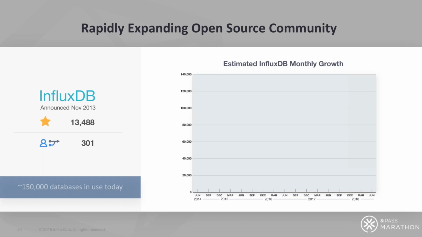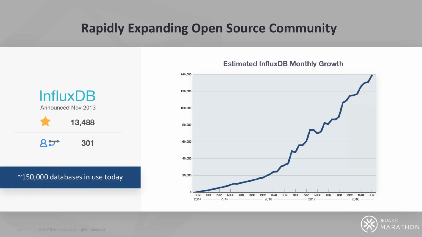All right. So very popular. Our database has been in existence since 2014, which is 4 years, and our commercial offering has been in existence for almost 2 years now. And we have received huge accolades. We have built a solid membership community of our products. And InfluxDB was announced in November 2013, and it arrived sometime in 2014. So we have 13,000 stars on Git today, and 150,000 databases in use today.